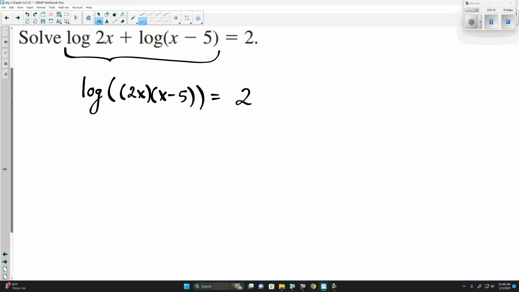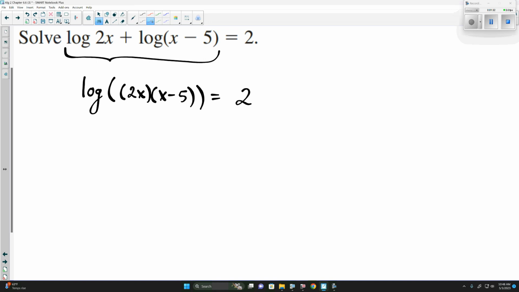So log of 2x plus log of x minus 5 is equal to 2. We can rewrite it as log of 2x times x minus 5. And then we can go about solving it similar to what we did yesterday.